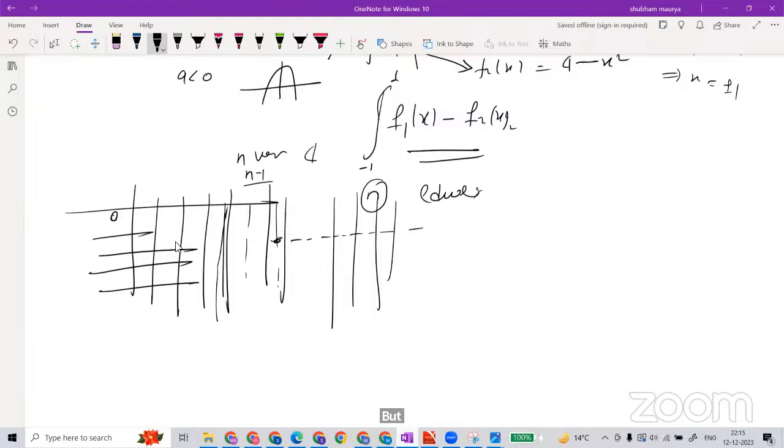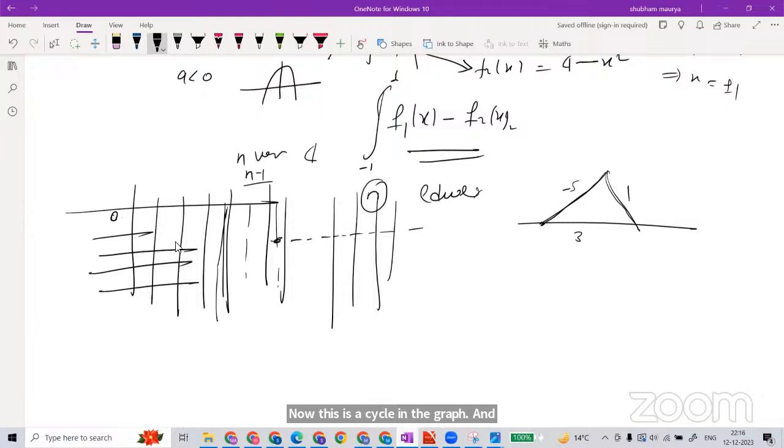First thing, all of you please remember that if you have a negative weight cycle, the Floyd-Warshall algorithm will not work, or even any algorithm will not work. The simple reason is, if you are moving this way, suppose this is a cycle in the graph, and suppose this edge is 3, this is -5, and this is 1.